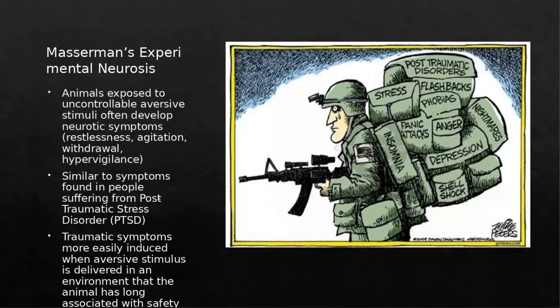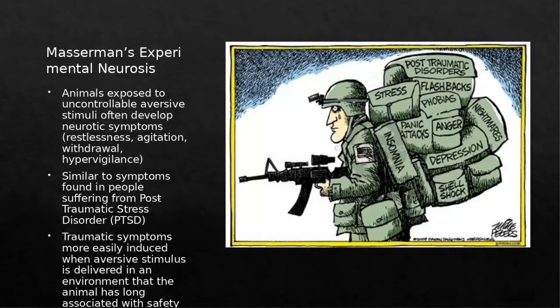Something else that can result from exposure to non-contingent punishment is Masterman's experiment. And we talked about that experiment. So animals or people exposed to uncontrollable aversive events often develop neurotic symptoms. So neurotic symptoms are things like restlessness, which is like physical hyperactivity, where they're constantly looking around for danger.